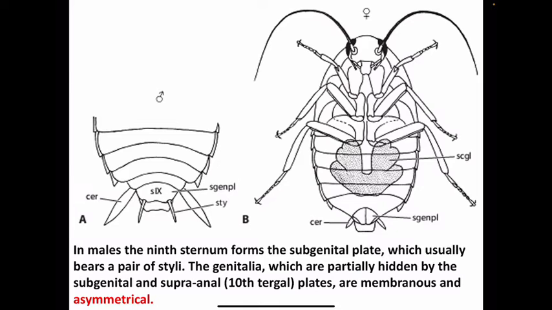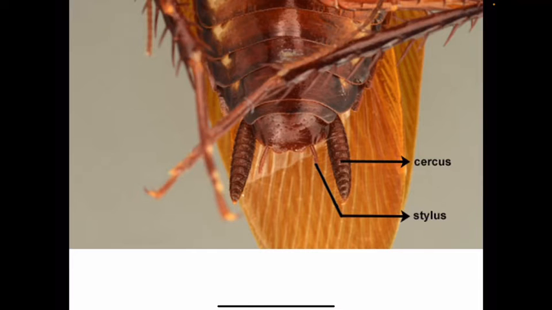Now coming to the male cockroach, the ninth sternum forms the subgenital plate which bears a pair of styli. These are their styli, and the genitalia, which are partially hidden by the subgenital plate and supra-anal plate of the 11th tergum, are membranous and asymmetrical. So these are the cerci, and these are the styli.